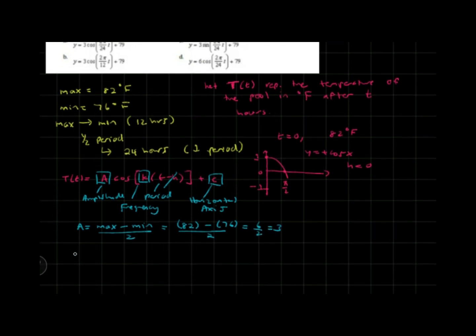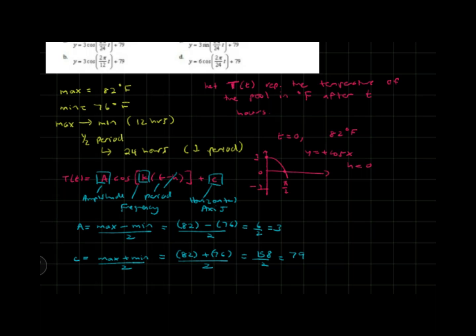Then we're going to look at the horizontal axis, which is the maximum point plus the minimum point divided by 2, which is 82 plus 76 divided by 2, which is 158 over 2. If I divide this, that's going to give me 79. So the 79 is the horizontal axis.